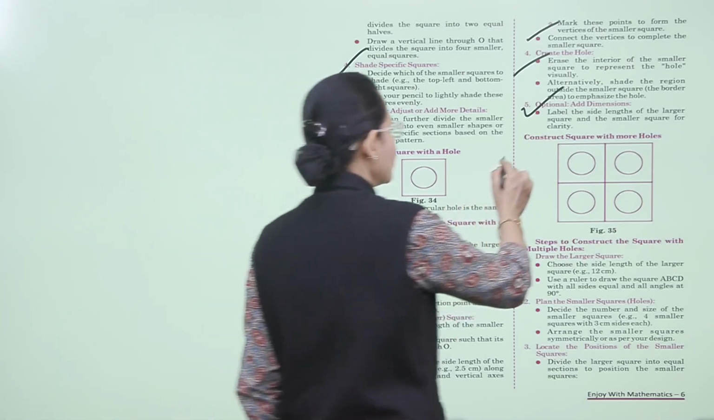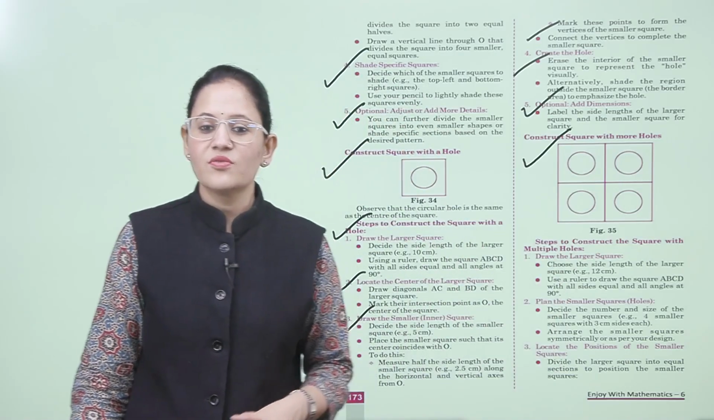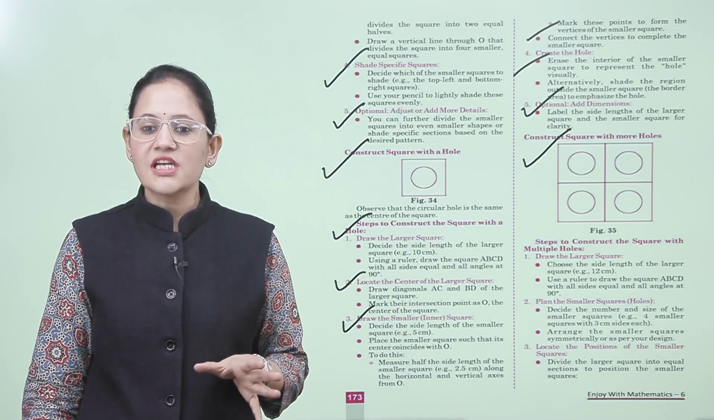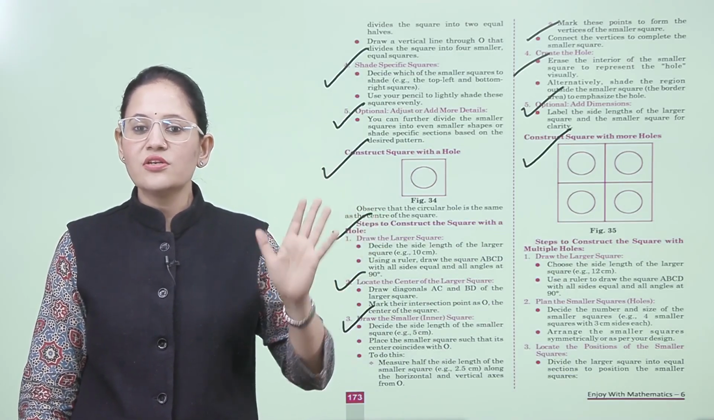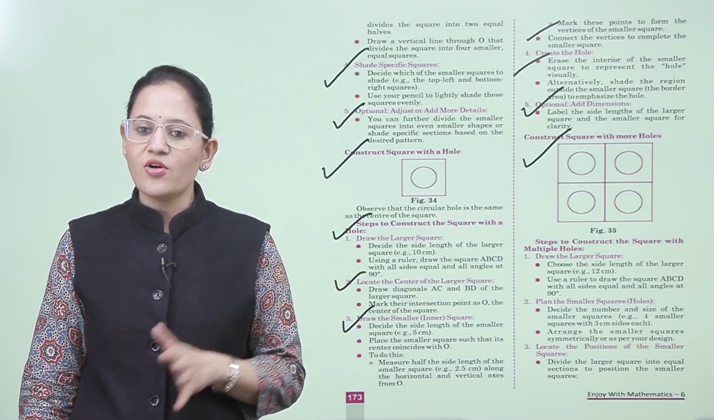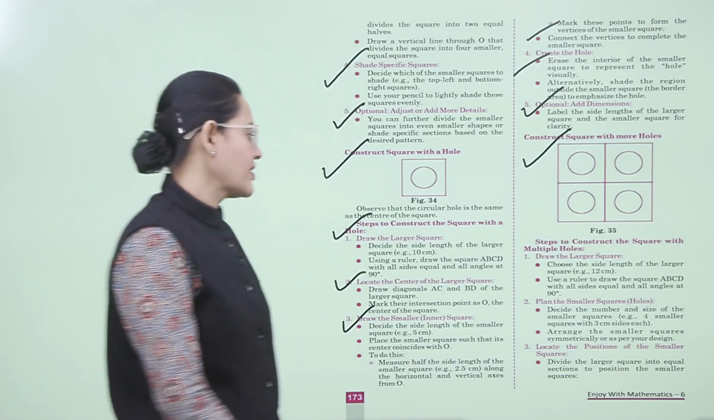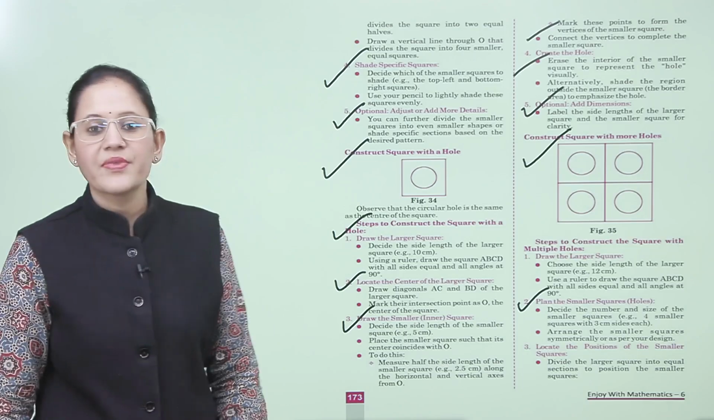Next is, construct a square with more holes. For that, what we will do, choose the side length of the larger square. First we will draw a large square. Use the ruler to draw the square ABCD with all the sides equal and all the angles 90 degrees. Now plan the smaller squares or holes.